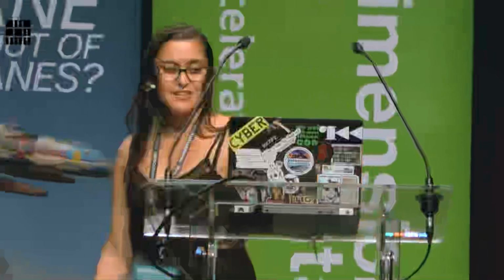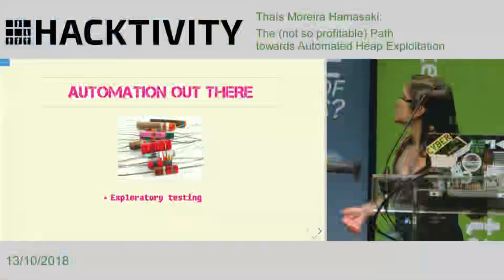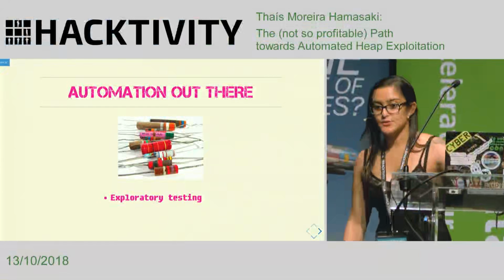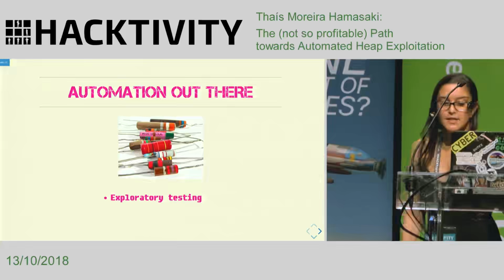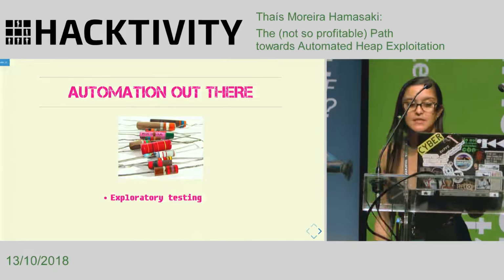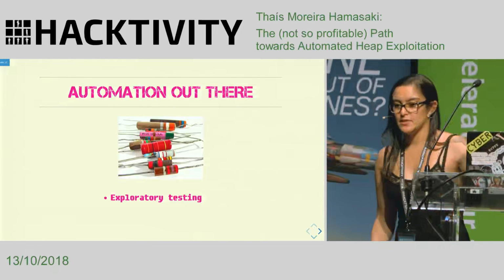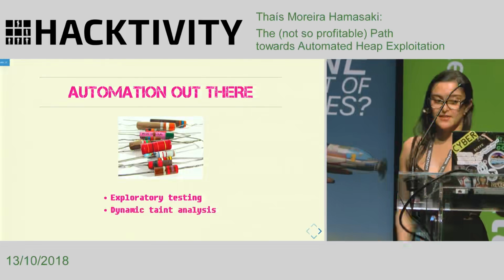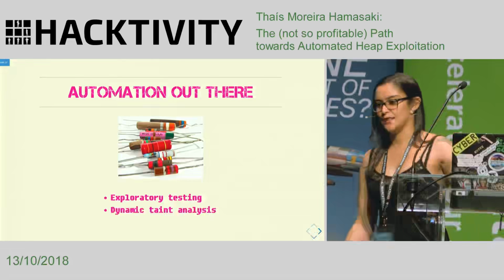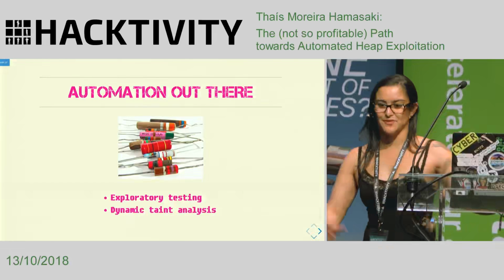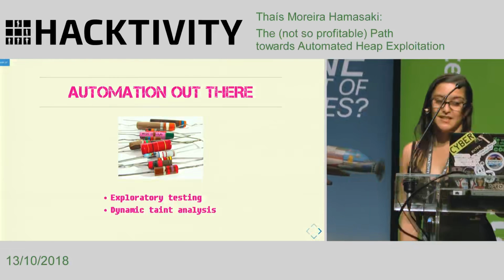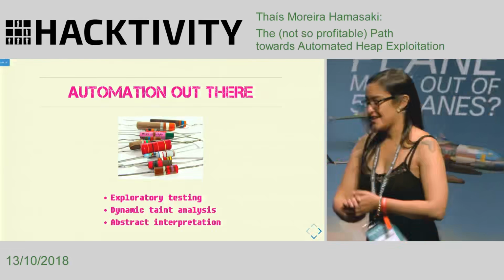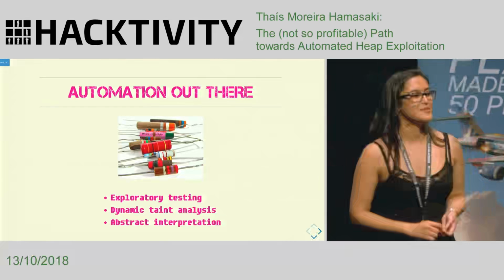So we started looking into things that are out there before defining what we are going to use to write the real exploits and to find the bugs. So we know that people are doing exploratory testing. It's pretty boring, in my opinion. Then they are doing dynamic analysis. It works for small pieces of code. And then they are using abstract interpretation. That was where they got me. They were like, okay, that's what I'm going to use.